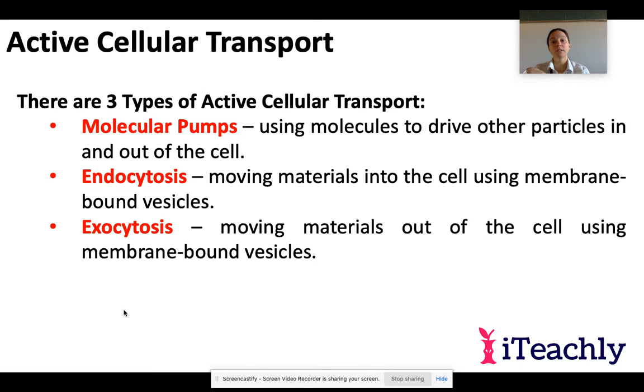Then there's endocytosis, and this is when the cell membrane acts like a little baggie, and it wraps itself around the molecules that it needs and brings them in. And the opposite, exocytosis, is when you have the little baggie inside the cell, and it melds itself back into the cell membrane and releases whatever was in the baggie. We'll look at that in a little more detail. That was just a quick synopsis of each one.